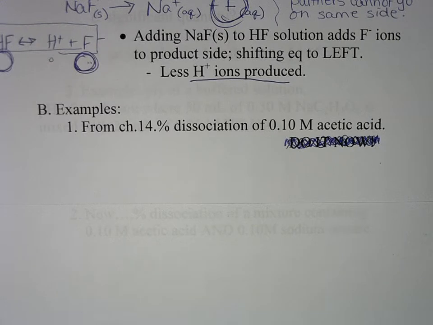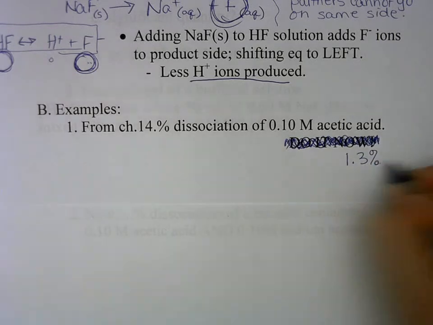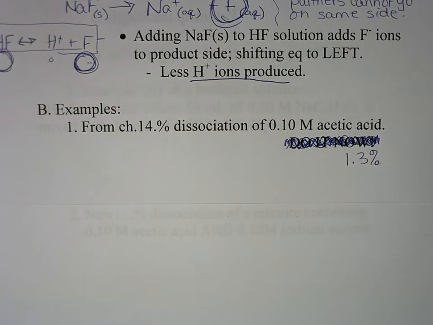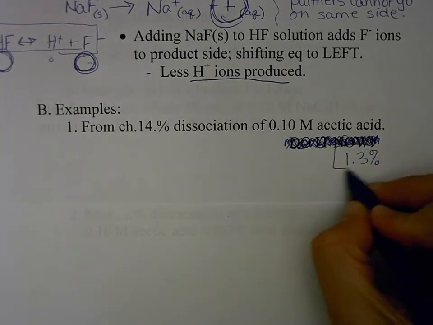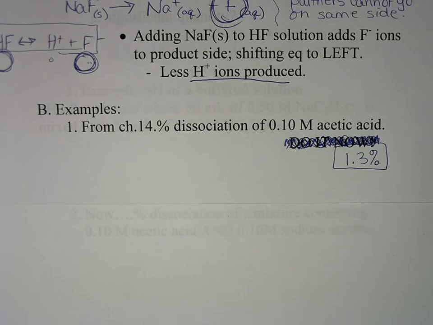Now, I was going to make you redo it, but I'm not going to. If you went through and you did that calculation and you solved for the percent dissociation for just acetic acid only, there's nothing else but acetic acid, the percent dissociation is 1.3%.